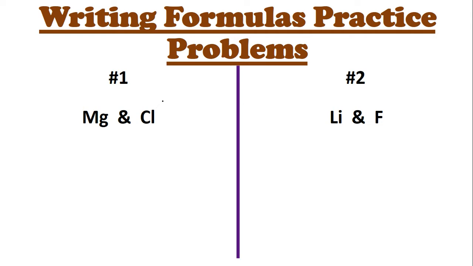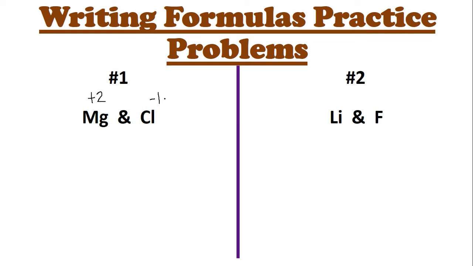So pause real quick. Make sure you have your periodic table in front of you because you're going to need those oxidation numbers that we labeled in a previous video. So the first step is to write the symbols. Oh, they're already there. The next step is that we're going to write the oxidation number of each element above them. So Mg, if you look on your periodic table, you would know that it has an oxidation number of +2. And Cl would have an oxidation number of -1.